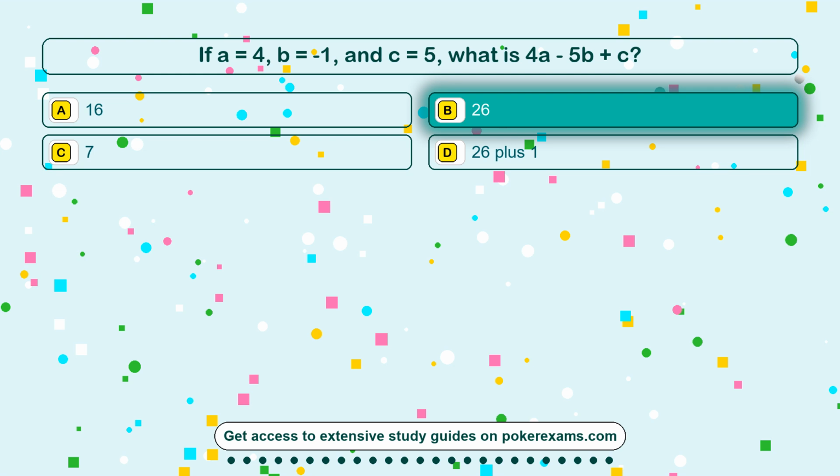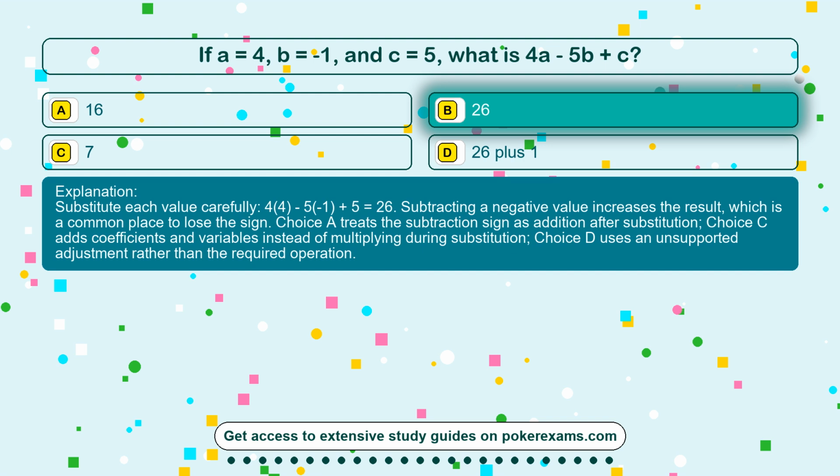26. Substitute each value carefully. 4 times 4 minus 5 times minus 1 plus 5 equals 26. Subtracting a negative value increases the result, which is a common place to lose the sign. Choice A treats the subtraction sign as addition after substitution. Choice C adds coefficients and variables instead of multiplying during substitution. Choice D uses an unsupported adjustment rather than the required operation.